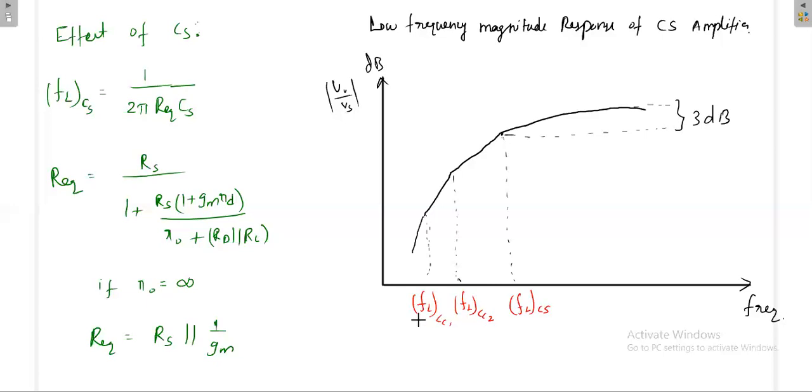We have already seen this in the BJT also. The lowest cutoff frequency is due to CC1, the medium one is due to CC2, and the highest cutoff frequency in the lower region is due to CS, that bypass capacitance. This cutoff frequency due to the bypass capacitance matches the 3 dB cutoff frequency, so this capacitance decides the 3 dB cutoff frequency of the amplifier. This is the gain axis, this is the frequency axis. Thank you.